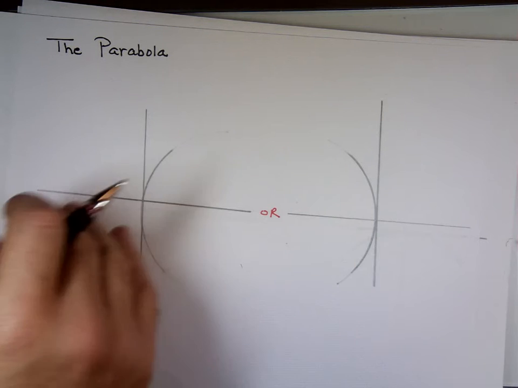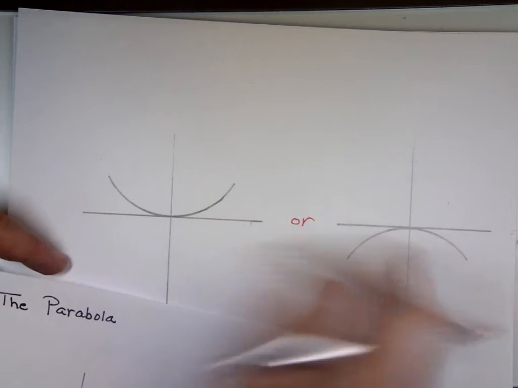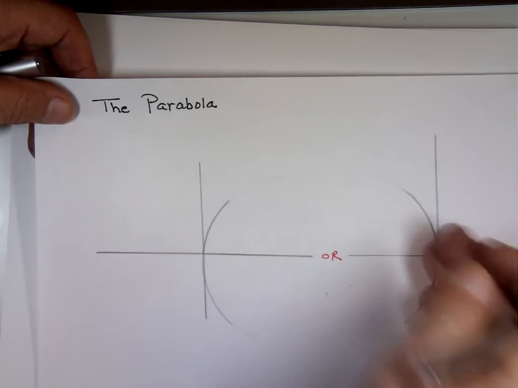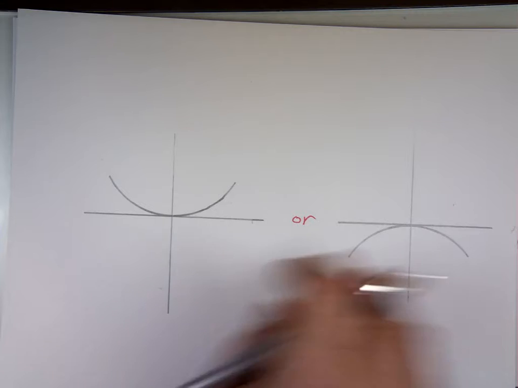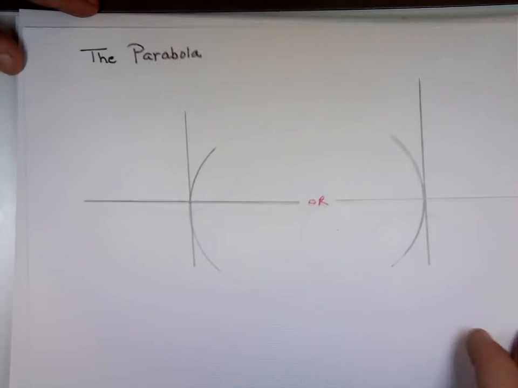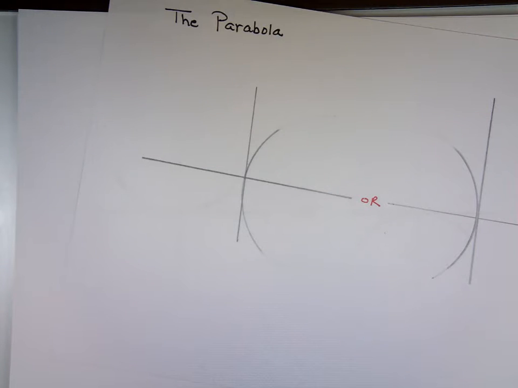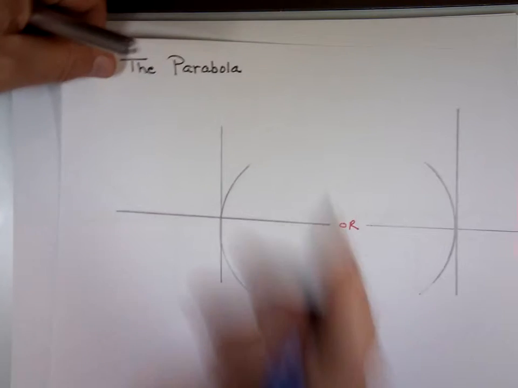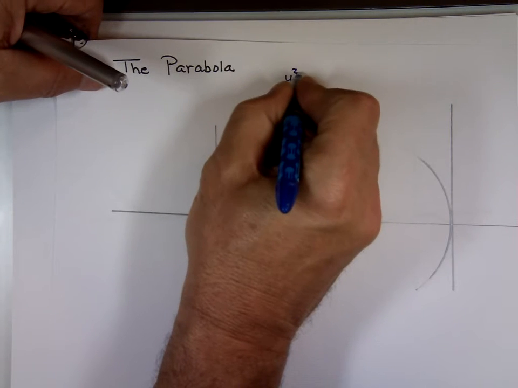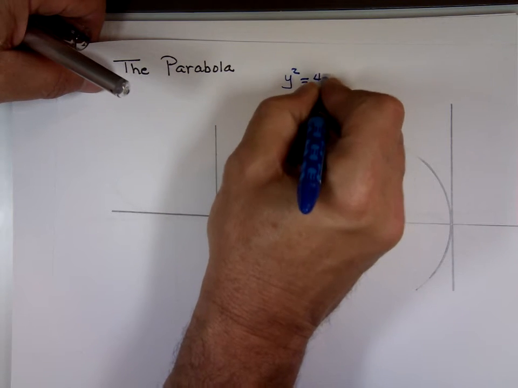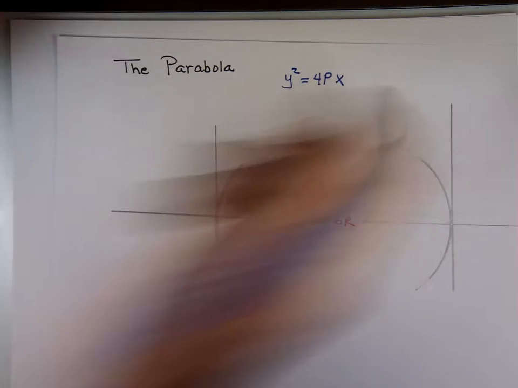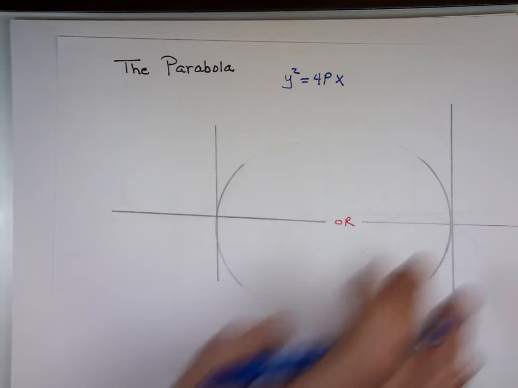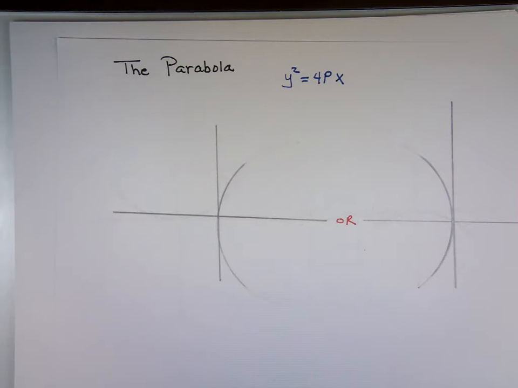When do you have the graph left and right versus up and down? How do you know if you have this graph either to the left or to the right, or up or down? Well, that's easy. You look at the equation that's given to you. If the equation is written as y squared equals 4px, we'll talk about what p is in a minute, it's going to be this shape, either this or that.